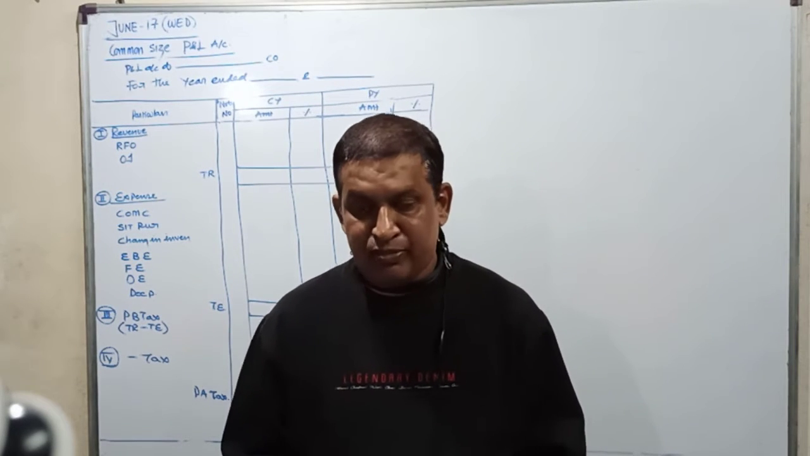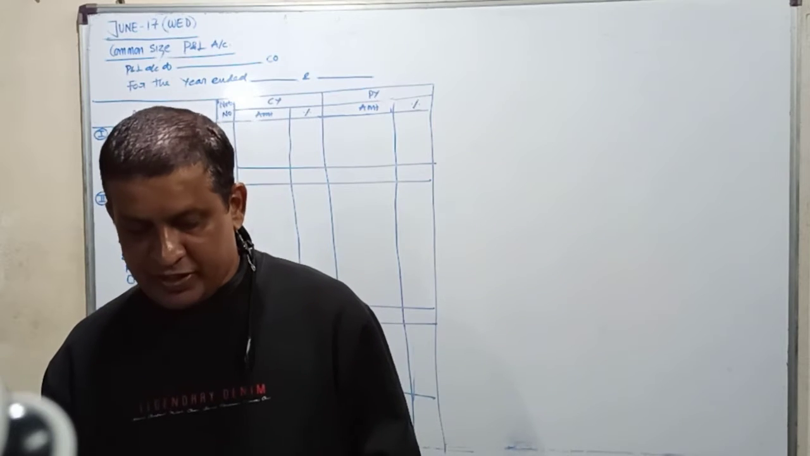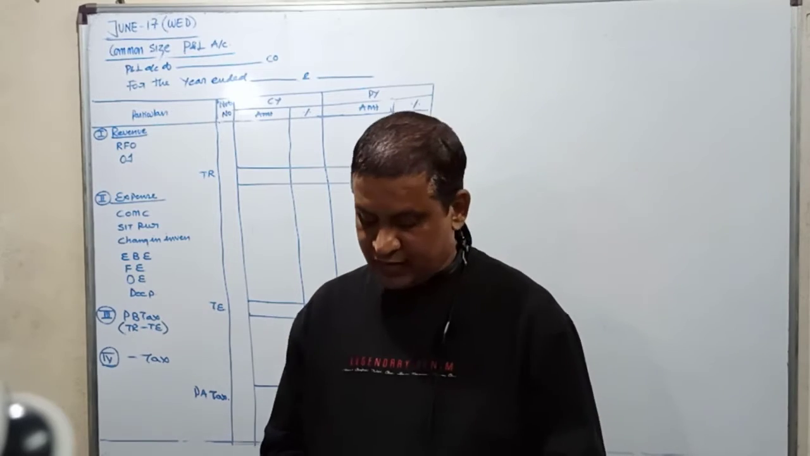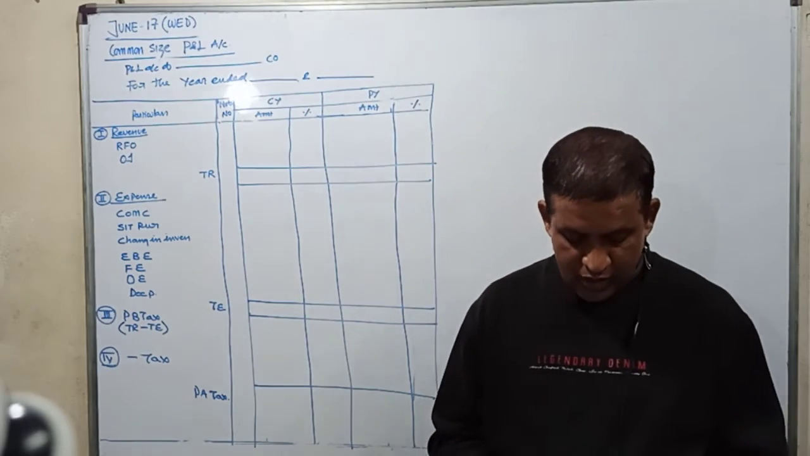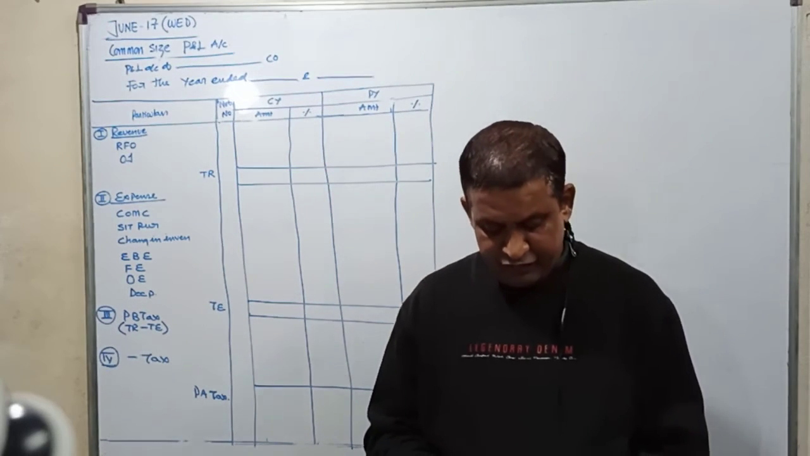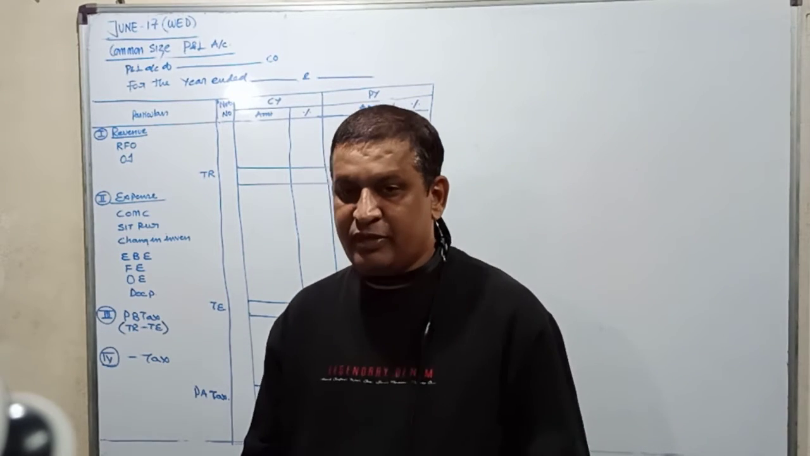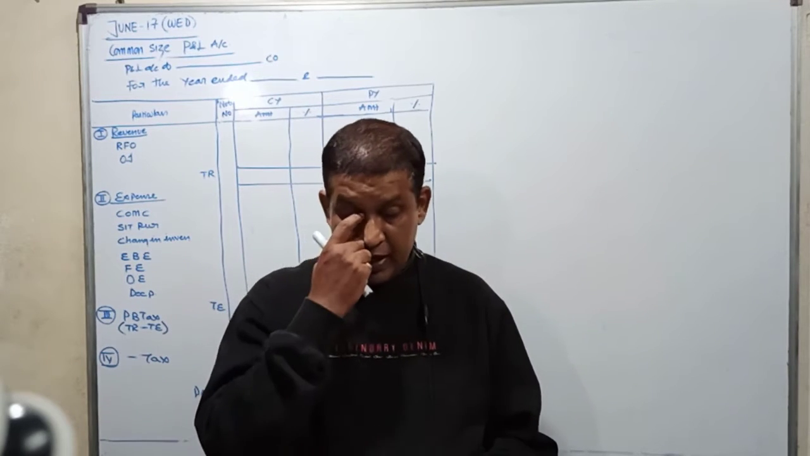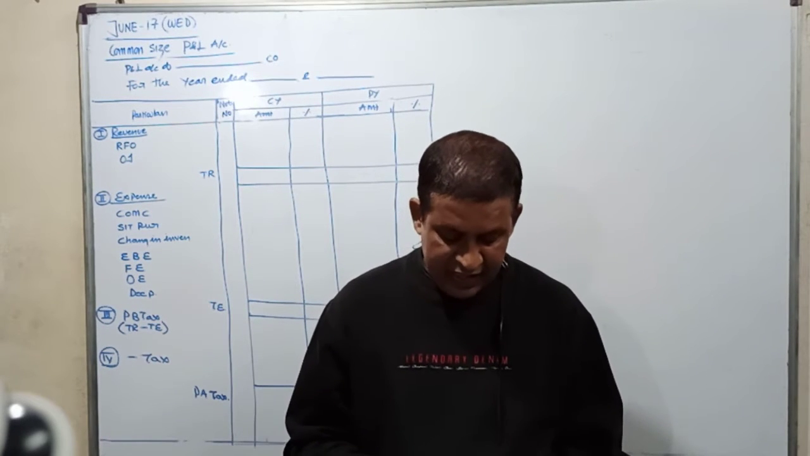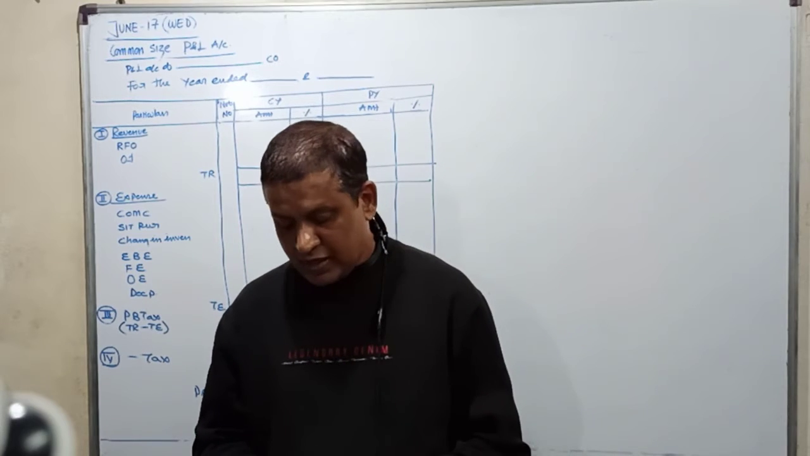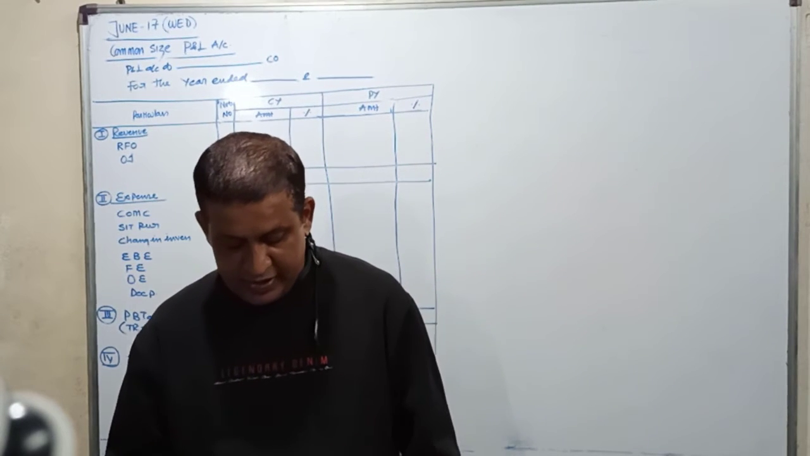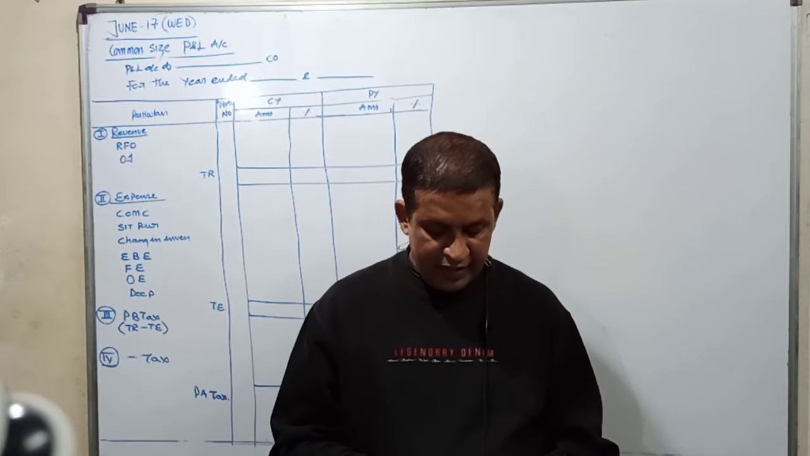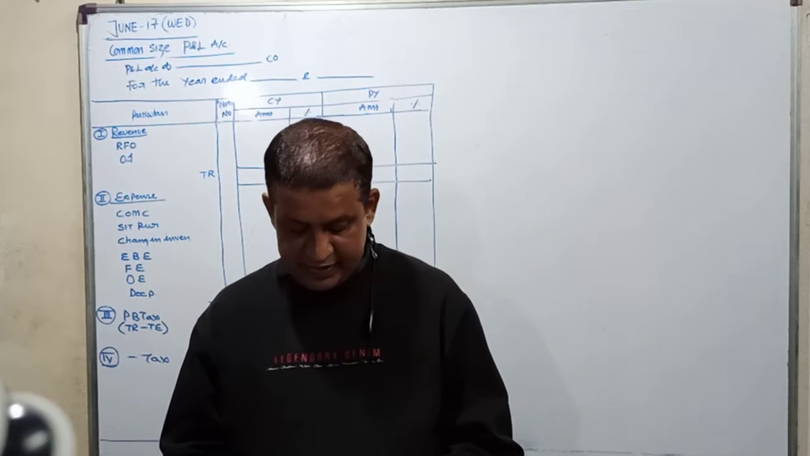Revenue from operations, marked as RFO. Other income, marked as OI. Financial cost, it is nothing but financial expense, marked as FE. Other expense, directly given, marked as OE. Income tax, marked as minus tax. Having marked this, now come to the dates.